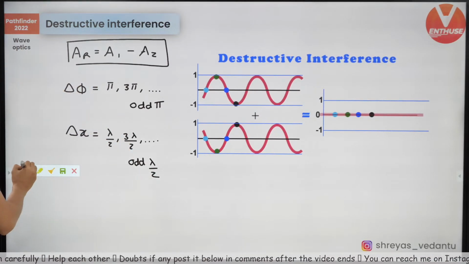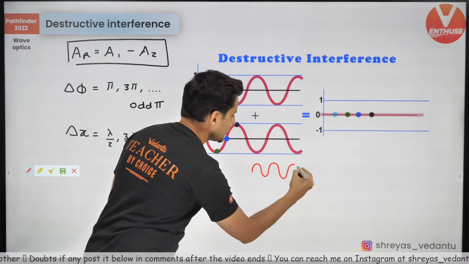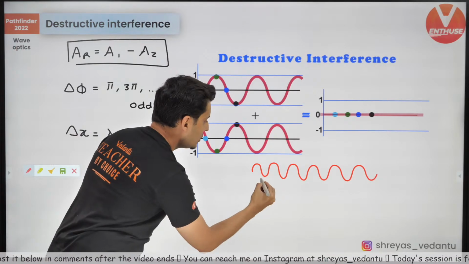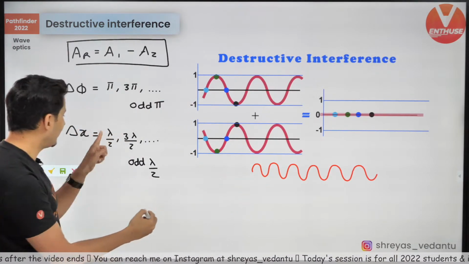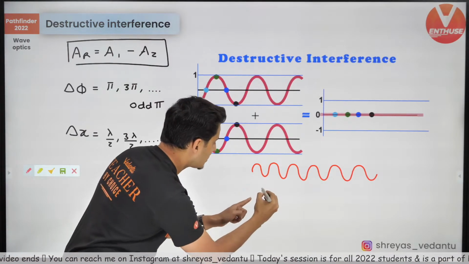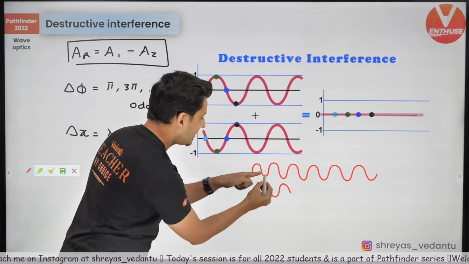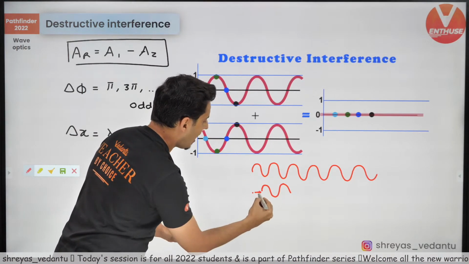Very, very important criteria. I'll make you visualize this. Imagine this is a wave. I'll just show it over here. Okay, this is wave number 1. You start exactly after half a wave. Wavelength by 2 is half a wave. You start from here. So you can see what is happening over here. Trough, crest, crest, trough, trough, crest. So exactly half a wave.